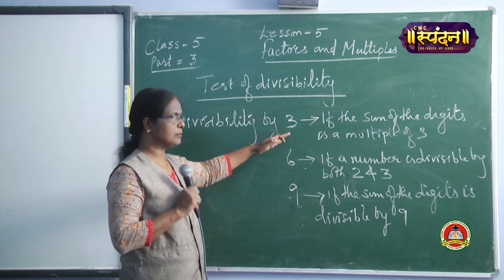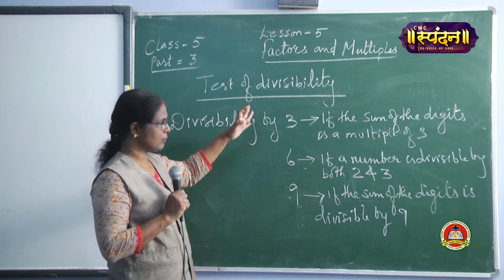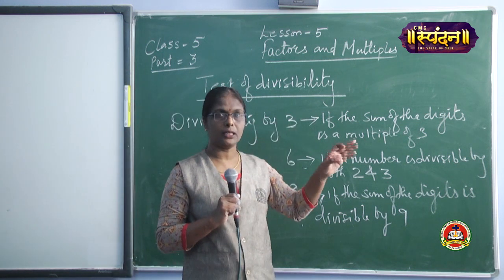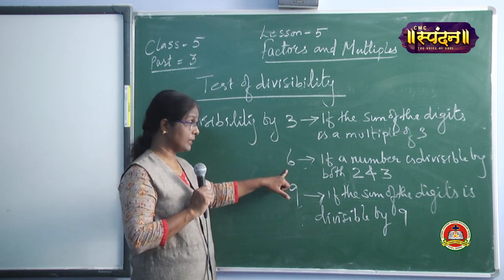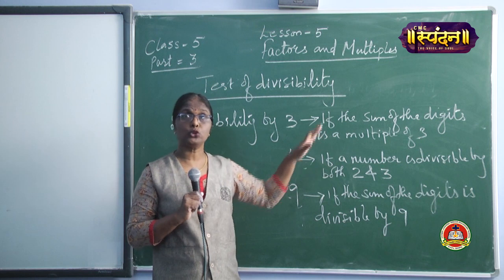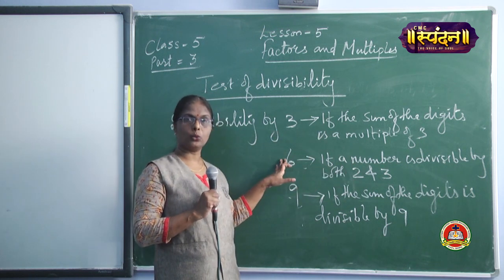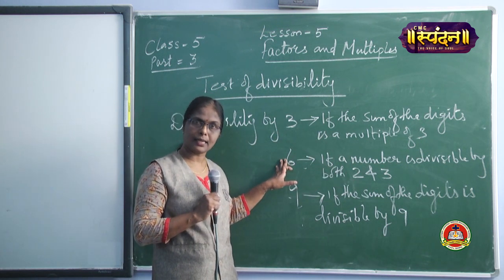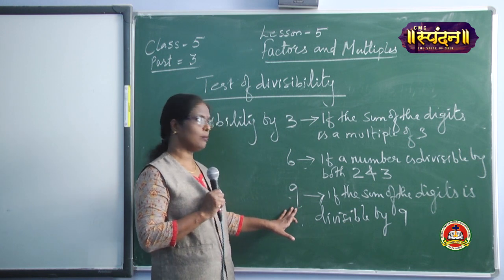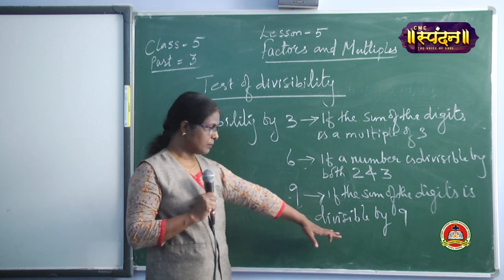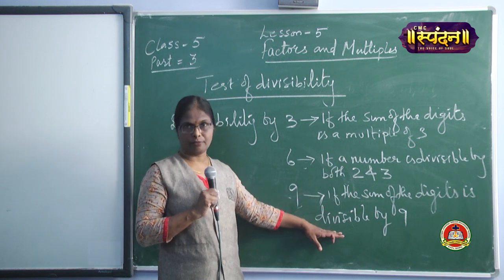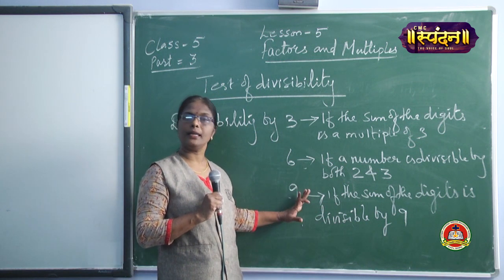We had seen the divisibility rule for 3. If the sum of the digits is a multiple of 3, then the number is divisible by 3. We had seen the divisibility by 6. If a number is divisible by both 2 and 3, then we can conclude that the number is divisible by 6. We had seen the divisibility rule by 9, that if the sum of the digits is divisible by 9, or if it is a multiple of 9, then the number is divisible by 9.